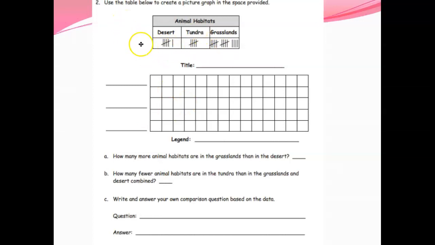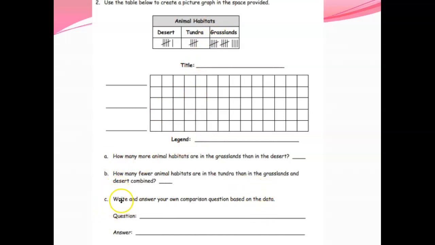You have a tally chart. You're going to create your own picture graph. This is just like the one we did in our work today. So you're going to put your categories here on the side. Your legend is down here, or key. Title here. Same thing, answer questions, and then write your own question, just like we did.